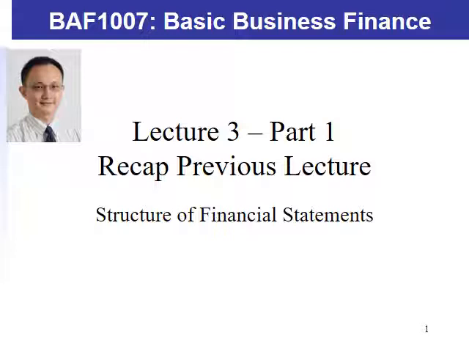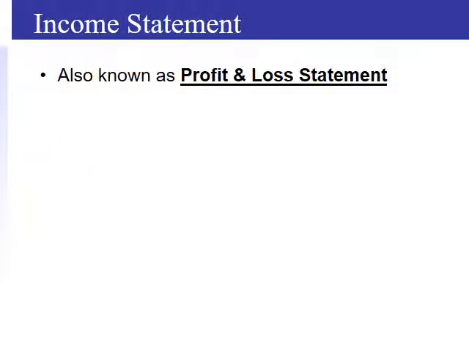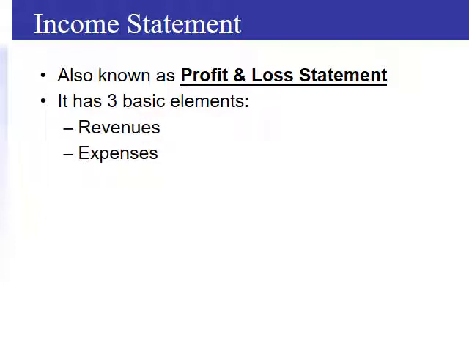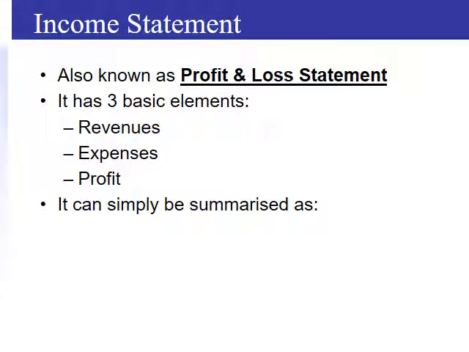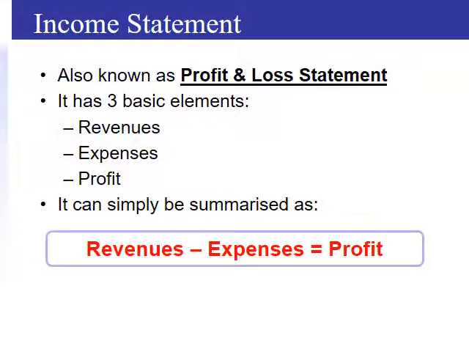Let's recap the previous lecture, Lecture 3, Part 1. The income statement is also known as the profit and loss statement. It has three basic elements: revenues, expenses, and profit. It can be simply summarized as revenue minus expenses equals profit.